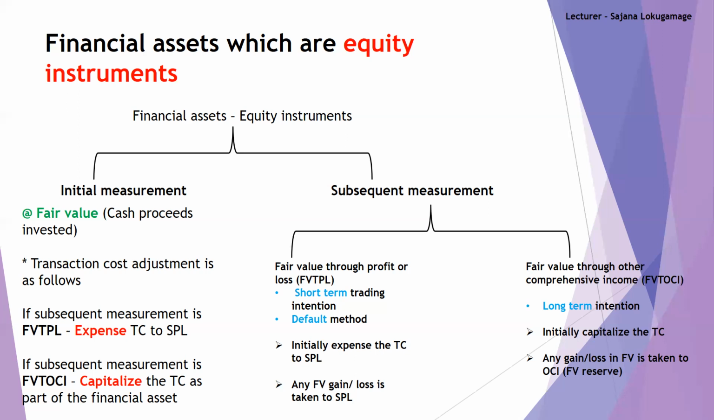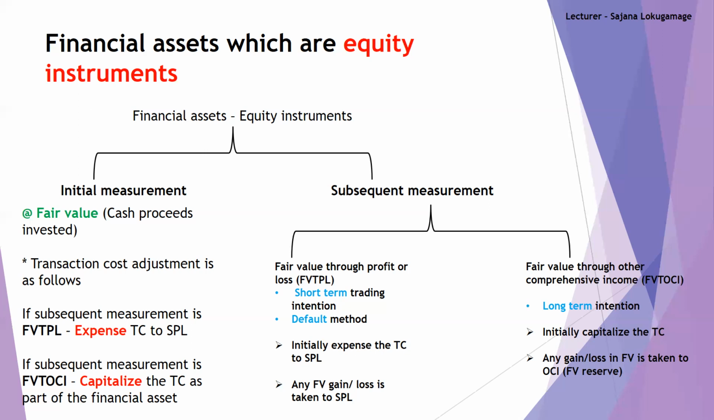Then subsequent measurement: you have two options, fair value to profit or loss or fair value to other comprehensive income. The default method of subsequent measurement is FVTPL, fair value to profit or loss. Actually, this depends on your intention. Let's say you purchase shares of a company for trading purposes: you're buying today, selling tomorrow.